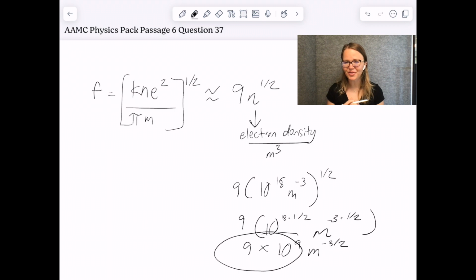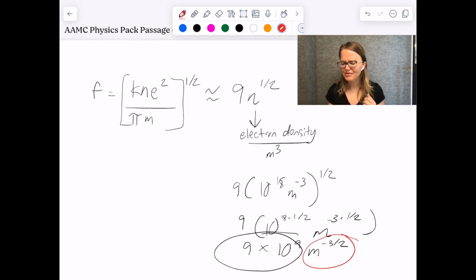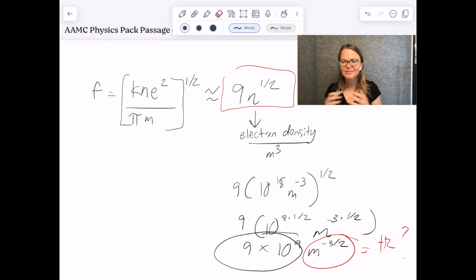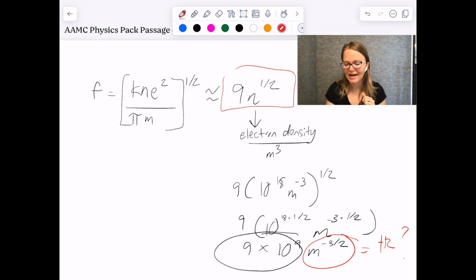Now some of my more detail-oriented students get confused because they say, wait, meters to the -3/2, how is that equal to hertz? Well, that's where this gets a little more complicated. We said that this was our simplified equation, right? It started out as this, and then we simplified it to make it easier. But when we did that, some of the units got absorbed into that 9. So this 9 might seem like a constant, but it actually includes a bunch of units. If we were to take into account those units that got condensed into the 9, and multiply that by meters to the -3/2 here, we'd end up with hertz.